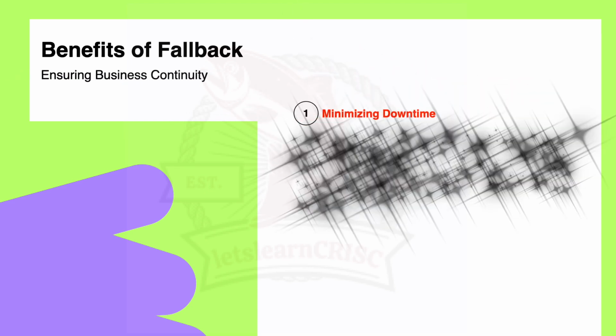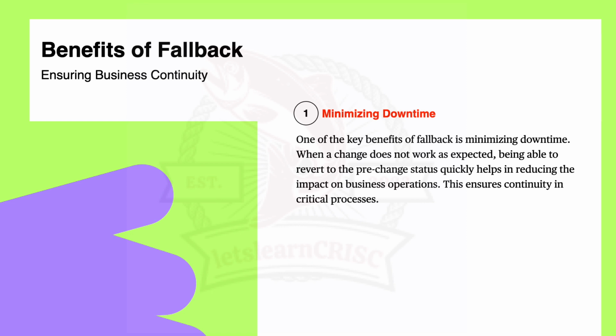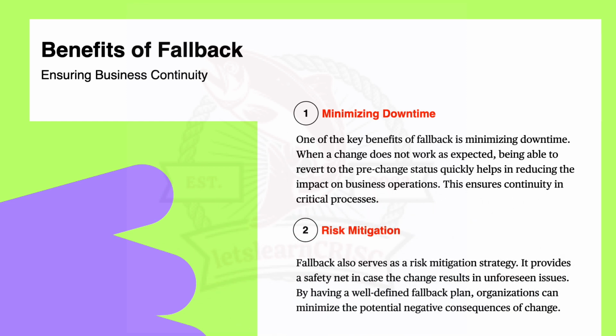The first benefit of fallback is minimizing downtime. Friends, fallback minimizes downtime. If a change does not work as expected, quickly going back to the previous state reduces the impact on business operations, ensuring continuity in critical processes. Think of it as having a spare tire when your main one goes flat. So fallback is the quick solution to get things back on track without a long interruption. Understood?